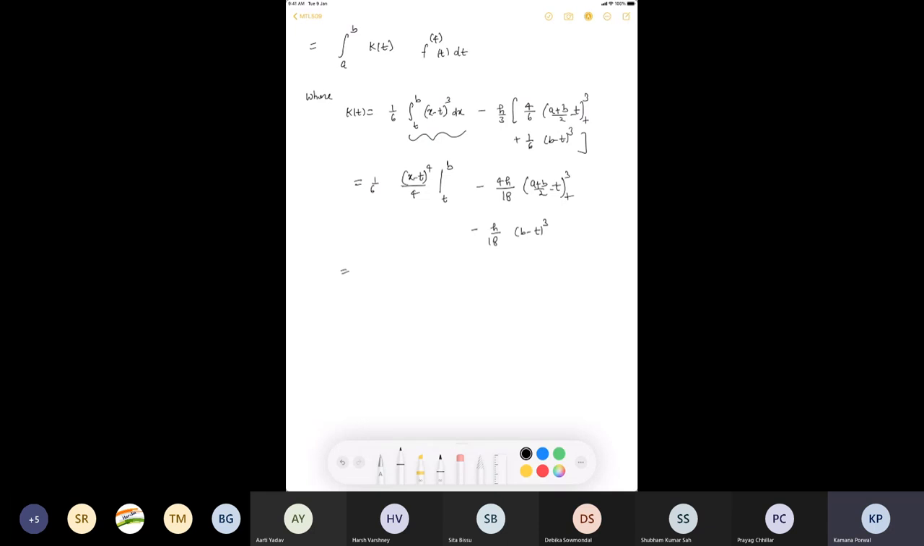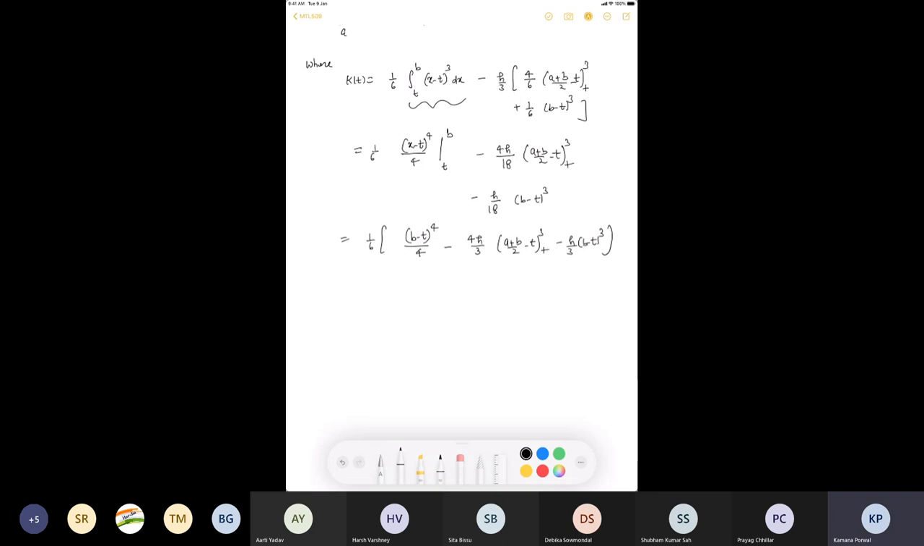Okay. If you substitute the limits in the first term, when you substitute the lower limit, that is x equal to t, it is going to be 0. Only the upper limit is going to contribute. So it is going to be b minus t raised to power 4 divided by 4 minus, taking 1 by 6 from each term, 4h by 3 a plus b by 2 minus t cube, positive part of this, minus h by 3 b minus t whole cube.